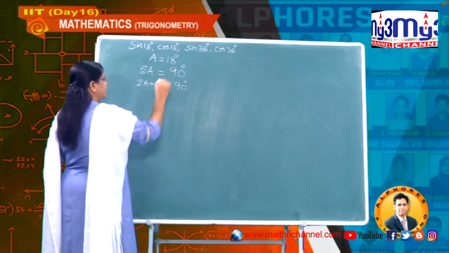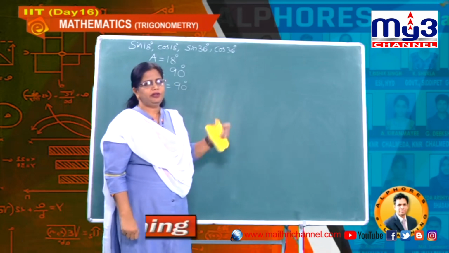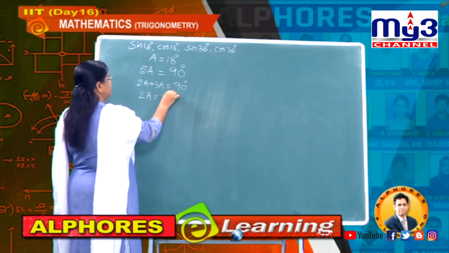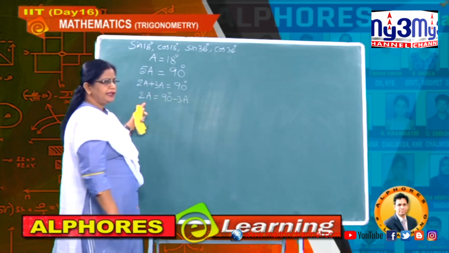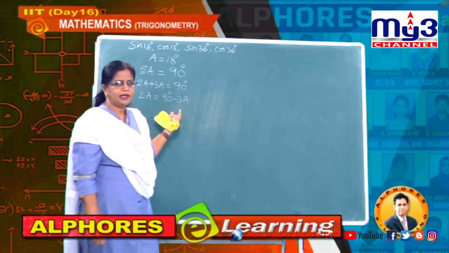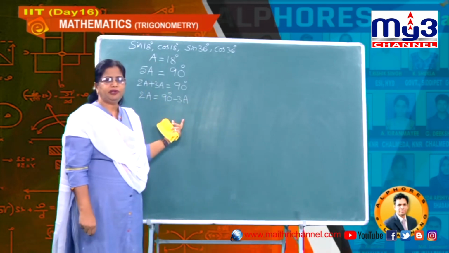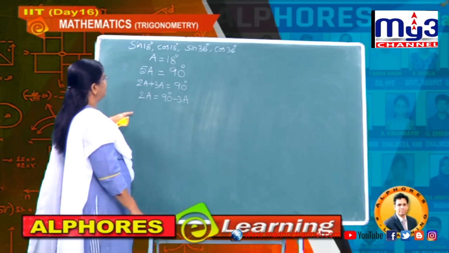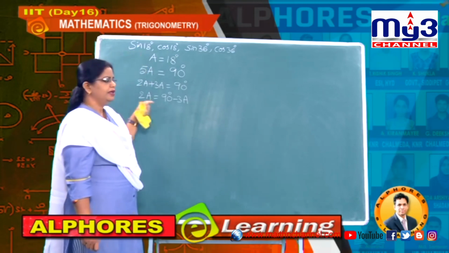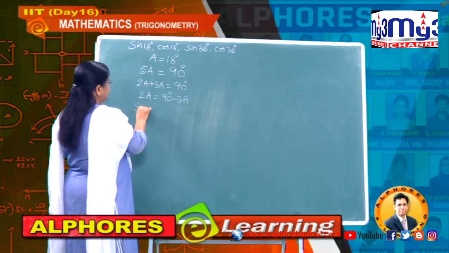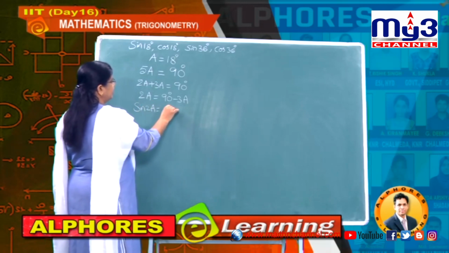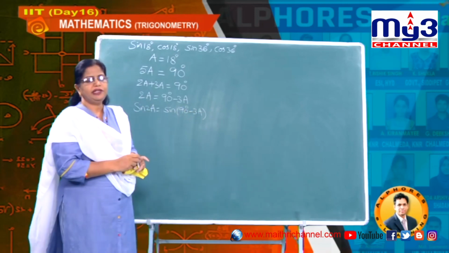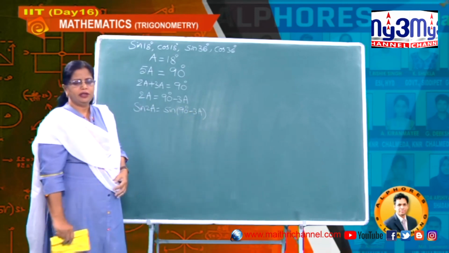So 2A plus 3A equals 90 degrees. Now let us send the 3A value to the other side, so 2A equals 90 minus 3A. You could send 2A to the other side instead, but then a few more steps will come, which is why I sent 3A. Now, as it is a sine problem, let us take the sine function: sine 2A equals sine of 90 minus 3A. We took sine on both sides because the required one is sine 18 degrees.